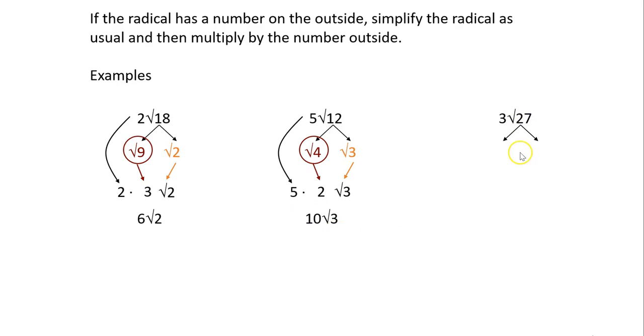Root 27. 9 times 3. There's your perfect square. Square root the 9, excuse me. That's going to be 3. Bring down your root 3, and bring down the 3 from the front and multiply it by the new 3 in the front, and you get 9 root 3.